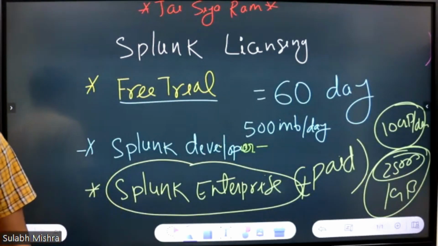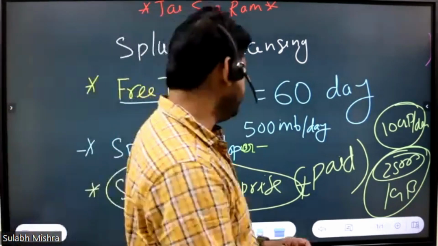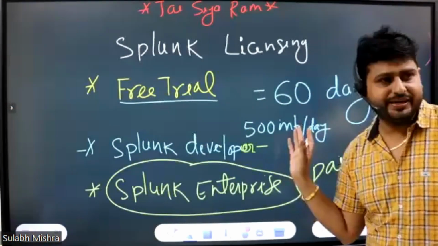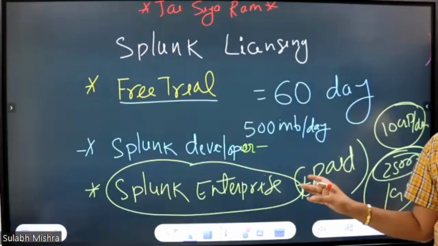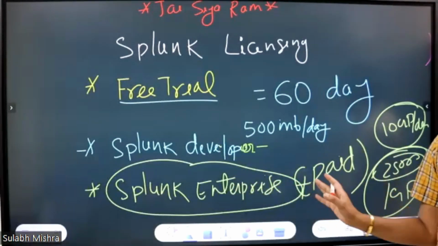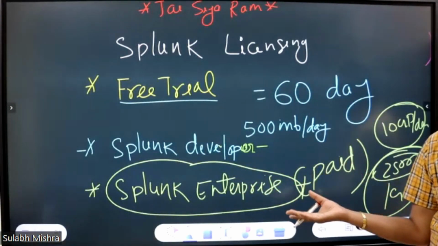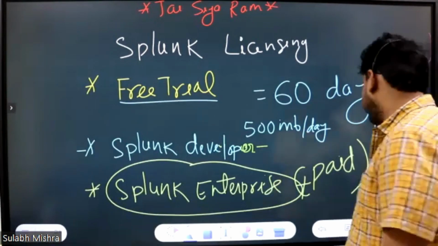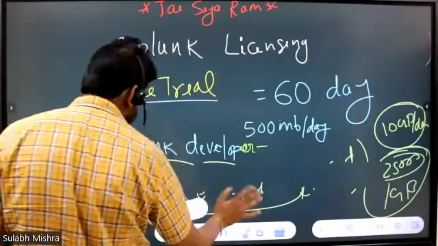Free trial is 500 MB per day, valid for 60 days. Developer is 10 GB per day, valid for 6 months. Enterprise, you can buy based on your requirement, valid for a year. And another Splunk license we call the Splunk free license.